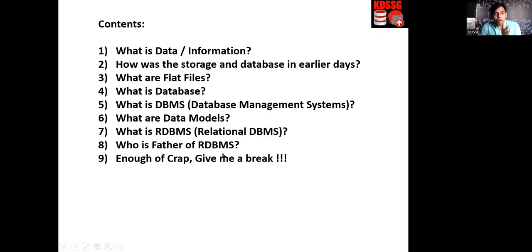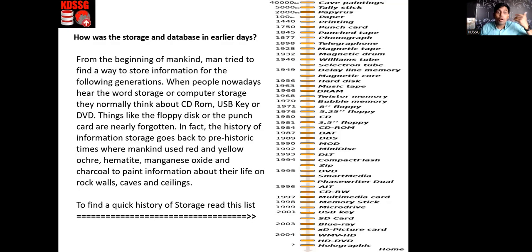Before Microsoft, IBM, Oracle, all these wonderful companies came and made database software. Before this, there were a lot of challenges. We traveled through a big journey. Data was stored in different places earlier.